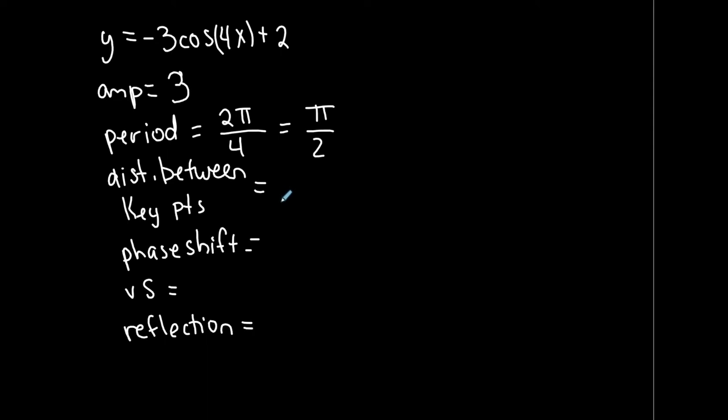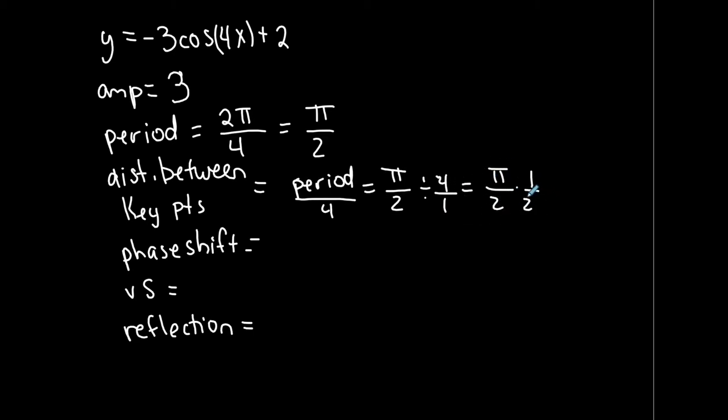Distance between key points, we said, what are we doing? We're taking the period and cutting it into 4 pieces. So if the period is pi over 2, I take pi over 2 and divide it by 4. I could represent it as the division of two fractions, pi over 2 divided by 4 over 1, which is pi over 2 times 1 over 4, or pi over 8.